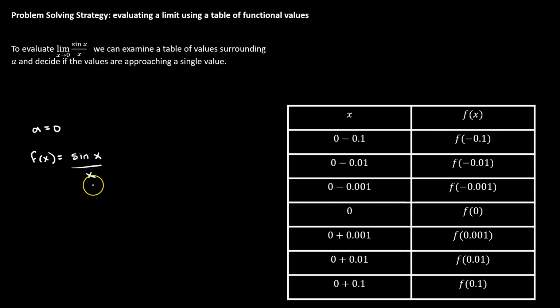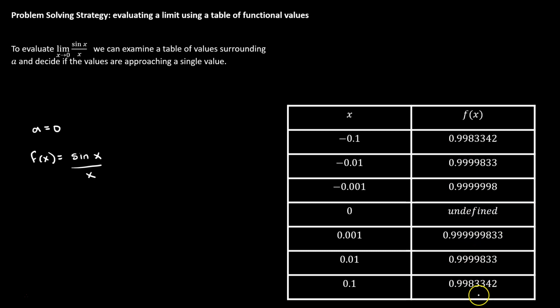So again, using our calculator or GeoGebra or whatever we want to use to generate these values, I'm going to create my table, one column of all the x values, replacing a with the value 0, and then one column of my function evaluated at each of the x values in the left column. Once we calculate all of those, we can start to see the trend that's happening.